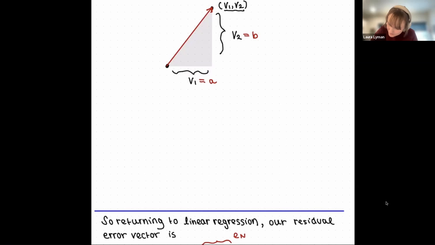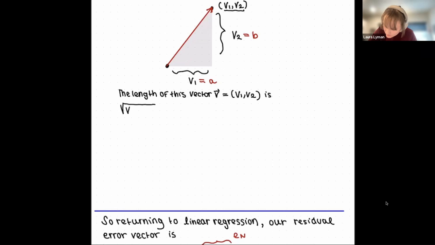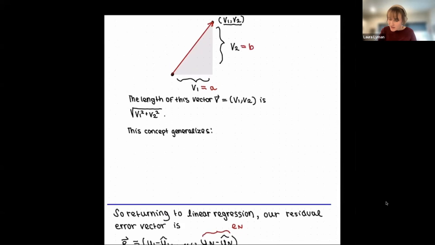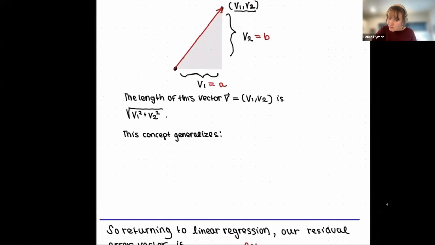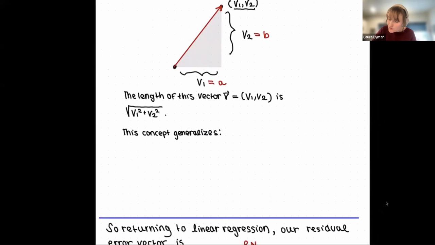The length of this vector, v with the vector sign, is the square root of v1 squared plus v2 squared. And this concept generalizes in the following way. So ultimately, a convenient way to measure the size of a vector of length n, which applies to our residual error vector from before, from all capital N data points. One way to measure the size is to generalize this idea of the Pythagorean theorem.